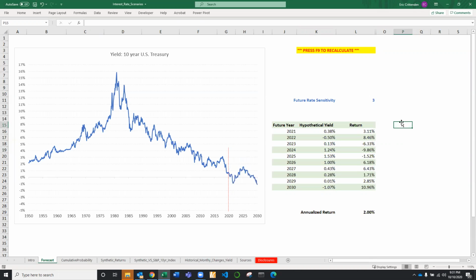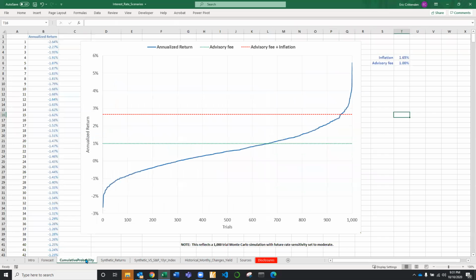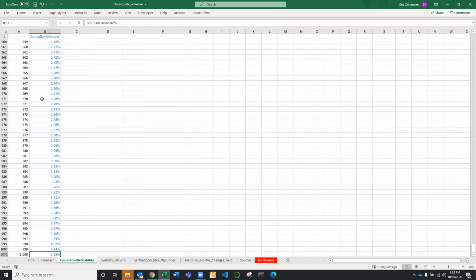So again, if I press F9 a few more times, you can see what the returns would be for these different scenarios. And then down here, I've got the annualized return calculation. So this becomes powerful if you can do this hundreds of times, and maybe even 1,000 times, and then plot them all in a cumulative probability distribution, which is what I've done on this page here. So if I scroll all the way down to the bottom, you can see that there has been 1,000 trials, and therefore I've calculated 1,000 different annualized returns, and then I've pasted them in here.